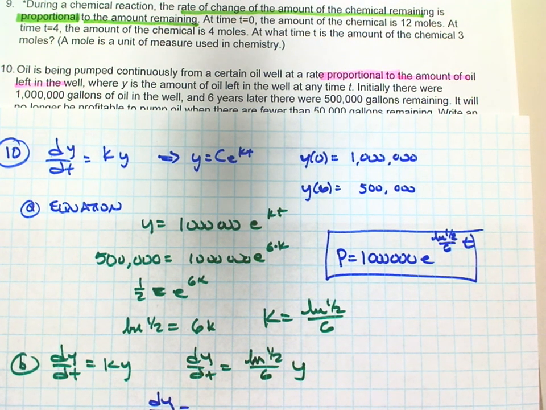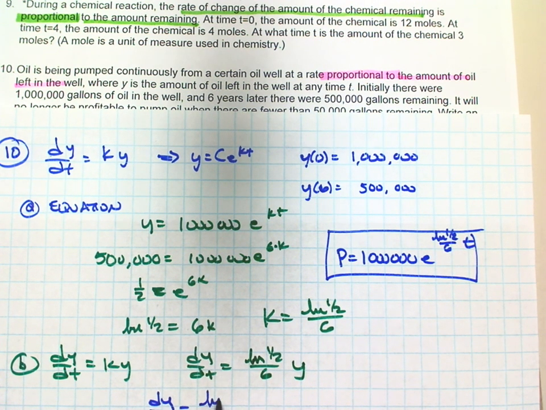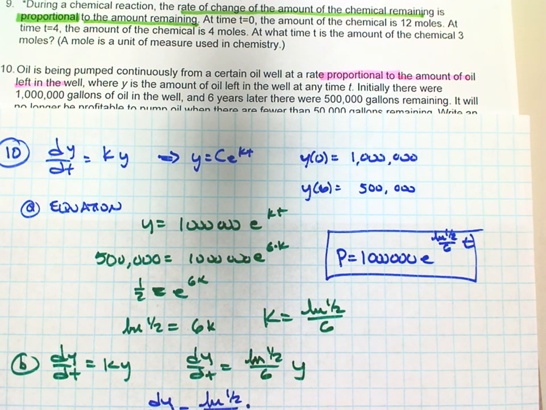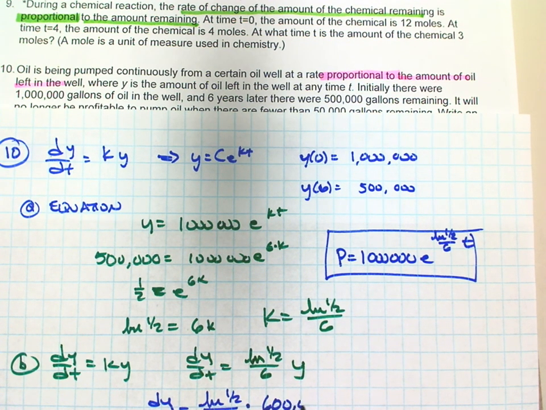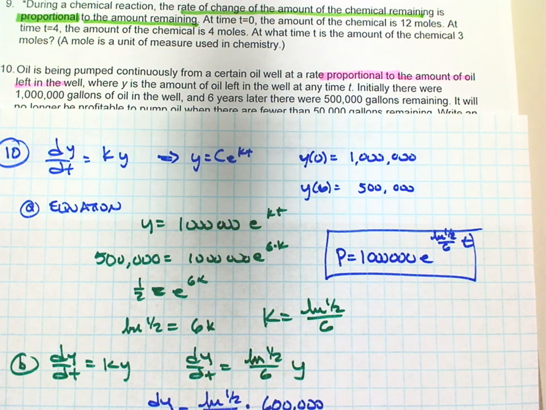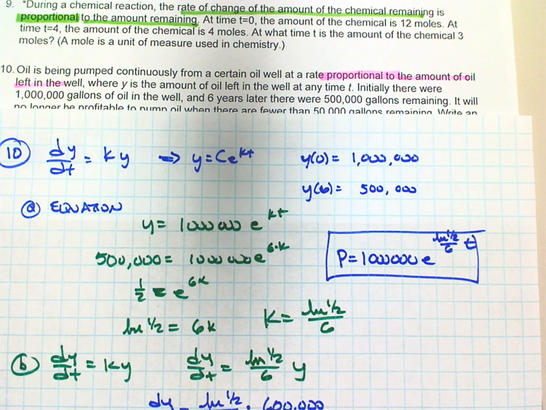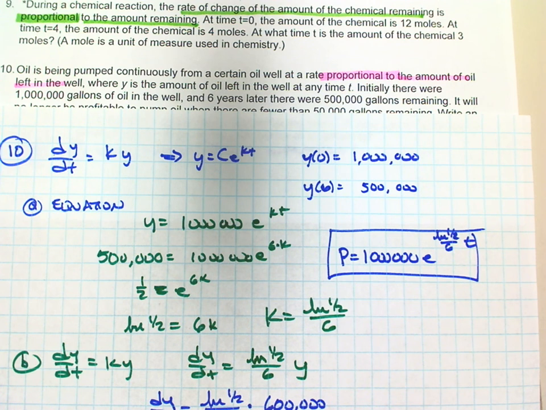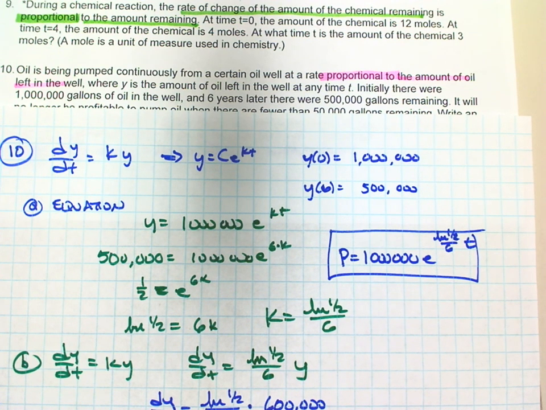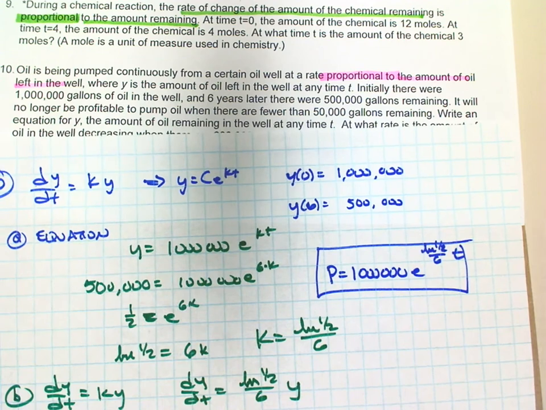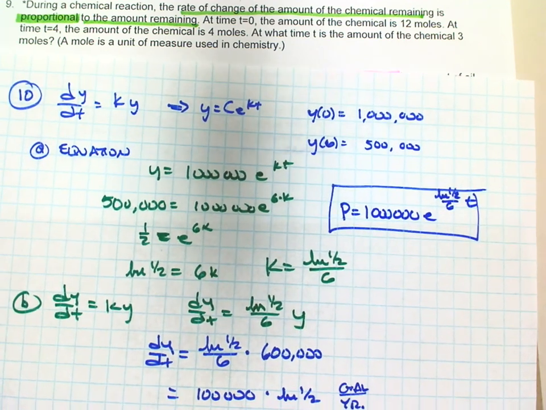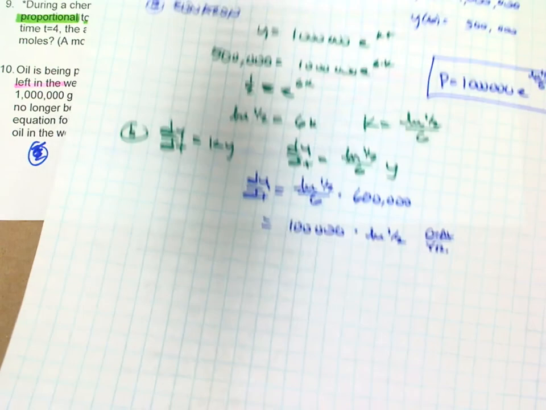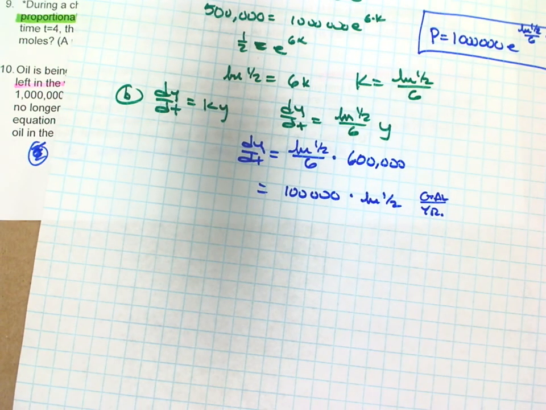dy/dt equals the natural log of 1/2 divided by 6 times that amount that's left, 600,000, which is going to be equal to, just divide by 6, 100,000 times the natural log of 1/2. And the units here will be gallons per year. Let's go ahead and take a look at our next problem.